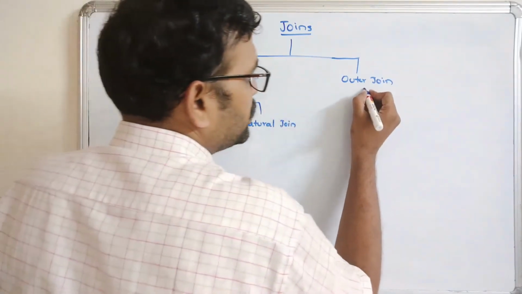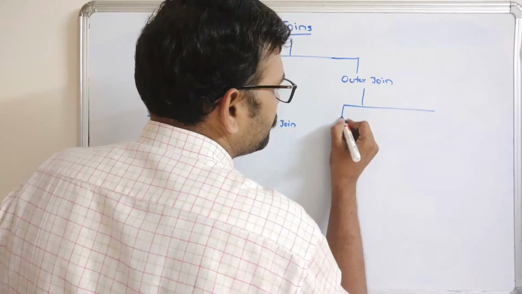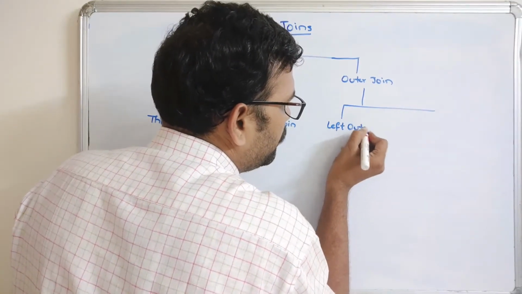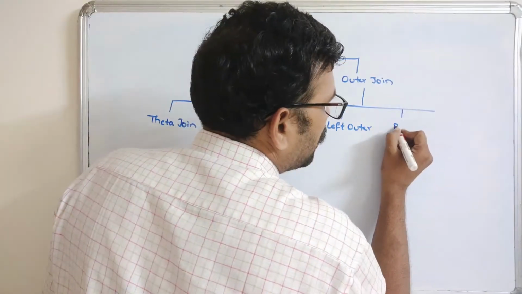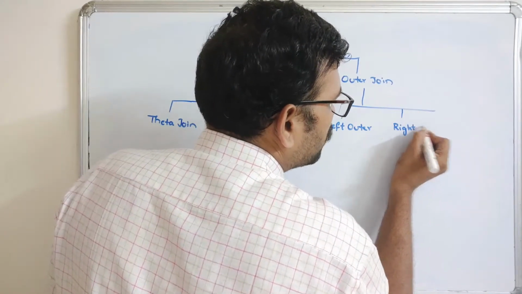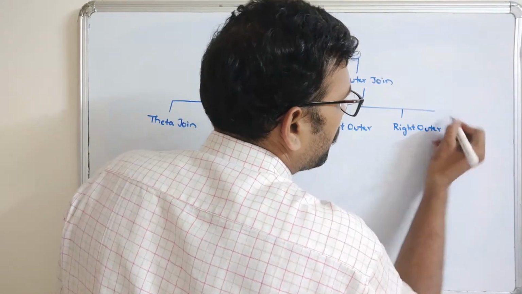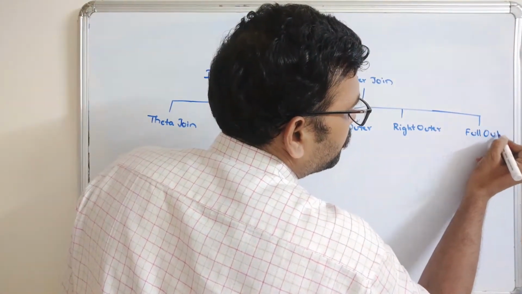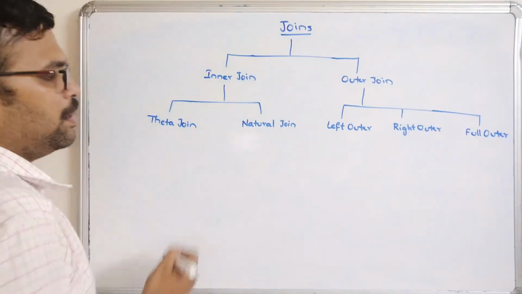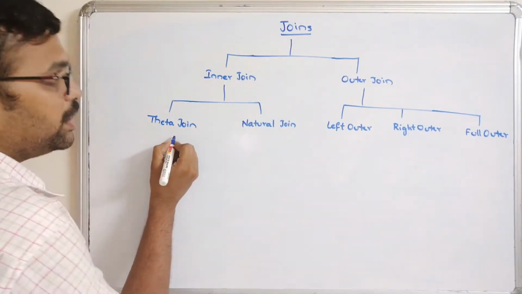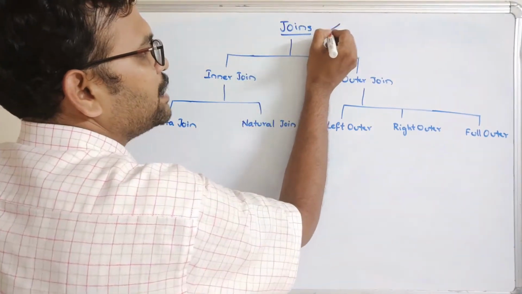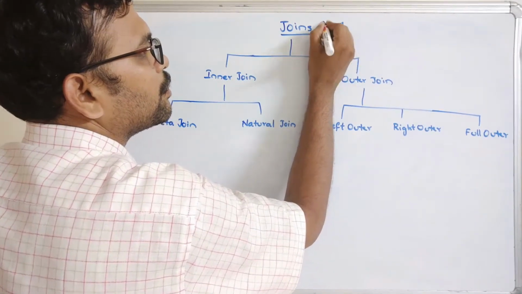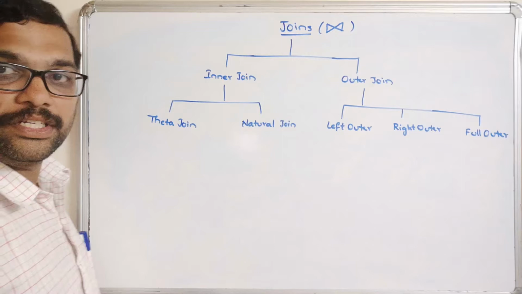And this outer join is classified into three categories: left outer join, right outer join, full outer join. So three categories. Usually the join is represented by this symbol. This is the join representation.